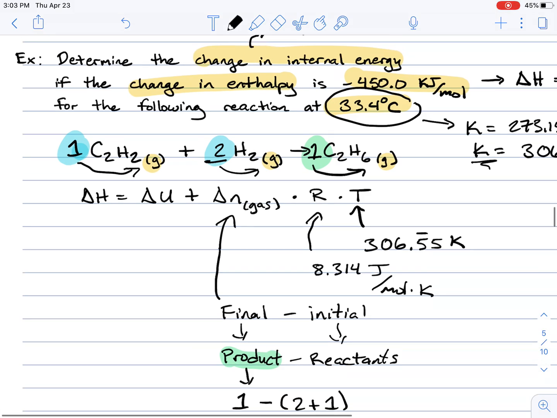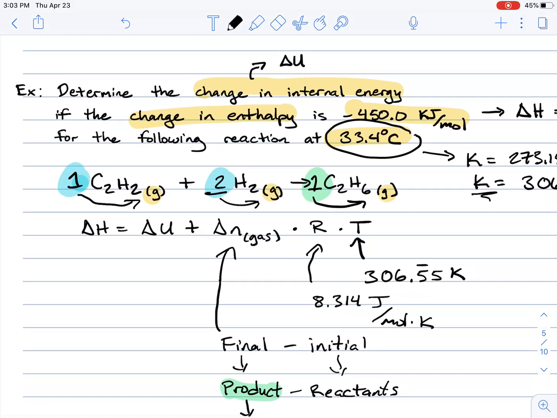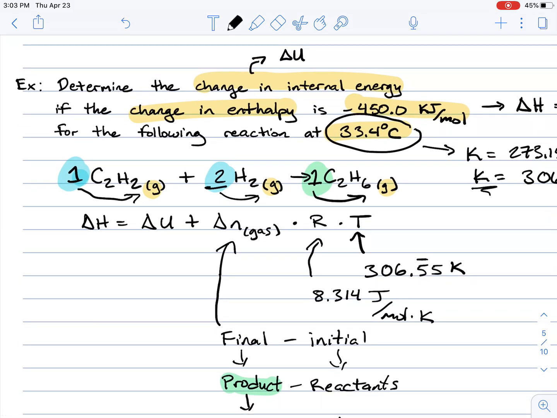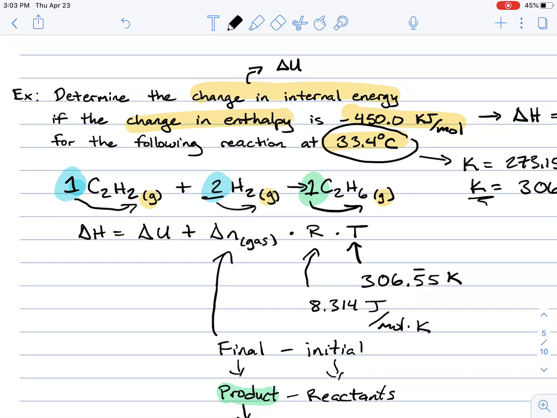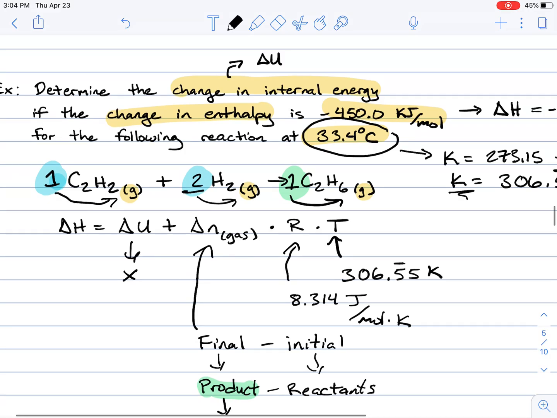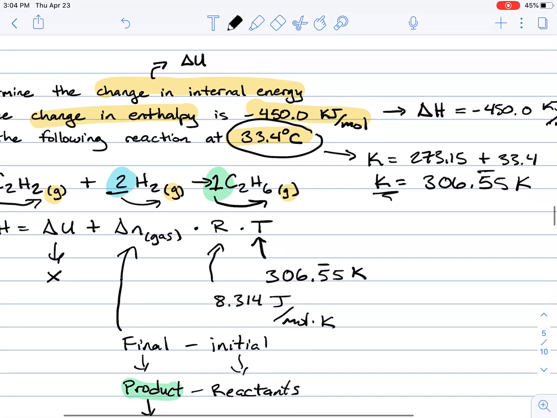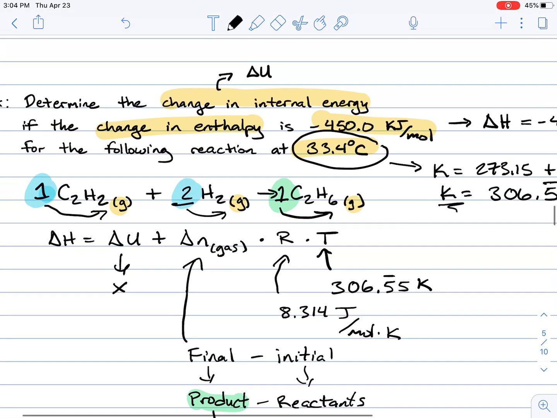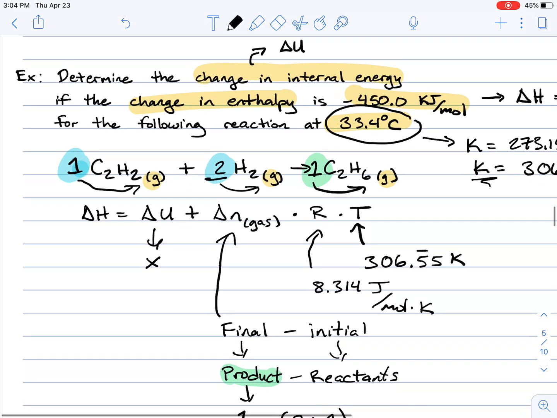So the last thing that I want to identify are my delta U and my delta H. We're determining the change in internal energy, so this is going to be X. And here we need to plug in the value for enthalpy, and enthalpy is going to be this negative 450 kilojoules per mole. So it's negative 450.0 kilojoules per mole.